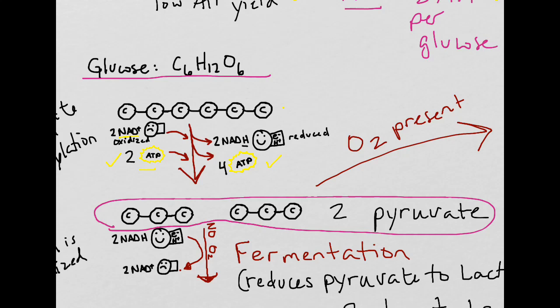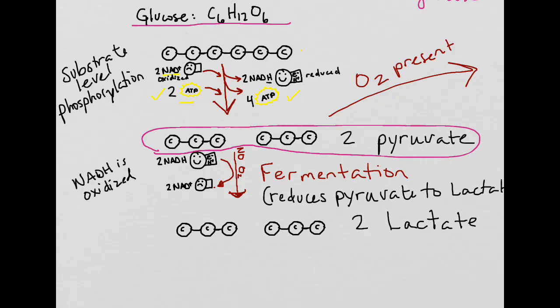From there, the pyruvate has a choice. If there's enough oxygen present, it will be shipped to the mitochondria.